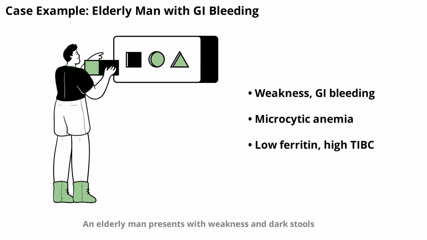An elderly man presents with weakness and dark stools. His labs reveal microcytic anemia, low ferritin, high TIBC, and low transferrin saturation. Further evaluation uncovers gastrointestinal bleeding as the source of iron loss. This case demonstrates how laboratory tests guide clinicians to investigate and address the underlying cause of anemia.